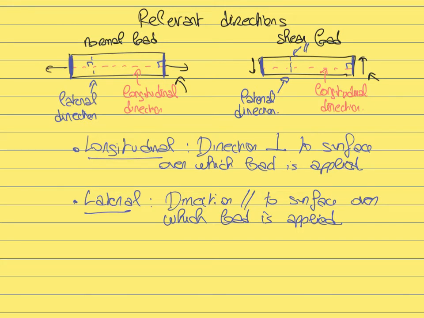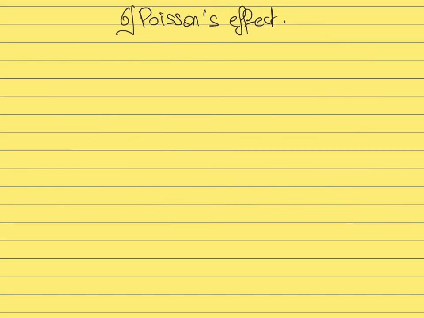So we are going to use those two types of direction, the longitudinal direction and the lateral direction, to define the Poisson's ratio. Again, the Poisson's ratio is defined based on some observation. In this case, the general observation behind the Poisson's ratio is the Poisson's effect, which describes a typical behavior of a material.